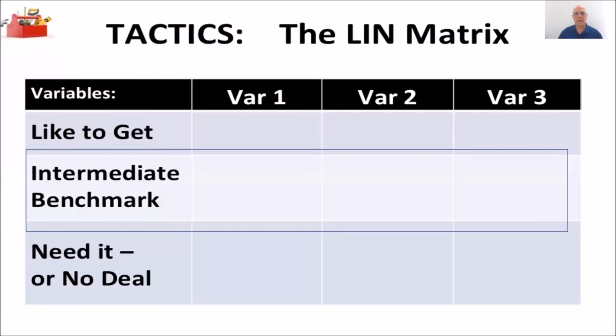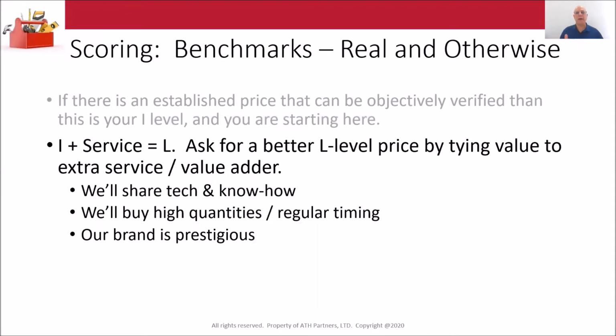So if there's an intermediate benchmark that's widely accepted, you can't just ignore it. You may have to work with it. But that doesn't mean that that is your L price. This is your I price. How do you get to the L? By adding expensive services, if you're the service provider, or value. So ask for your better L price by tying your offering to value or extra service or some added value.